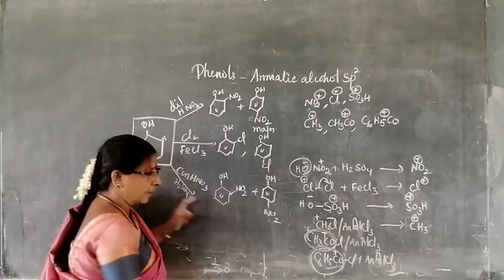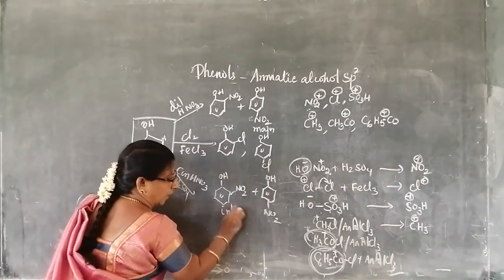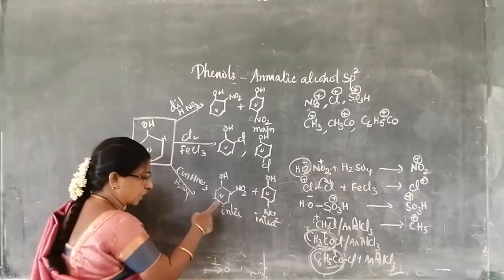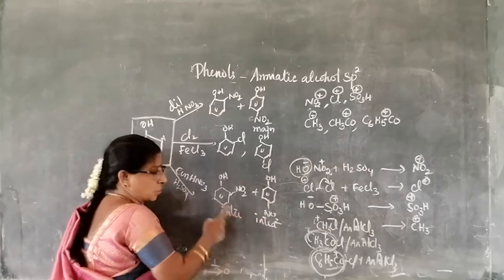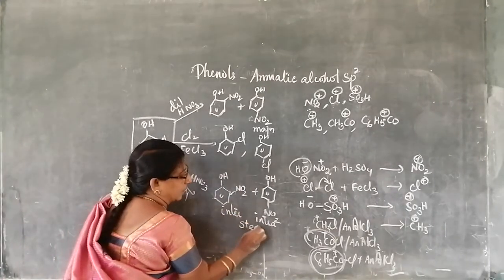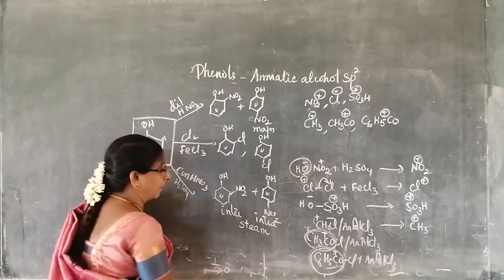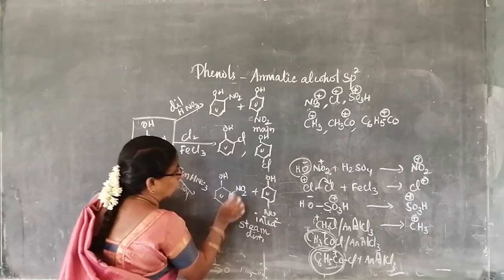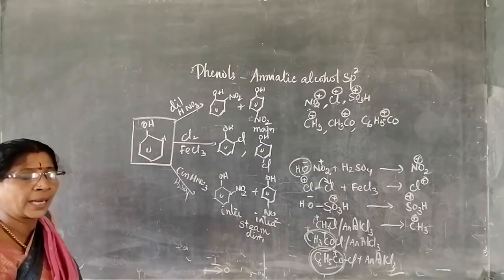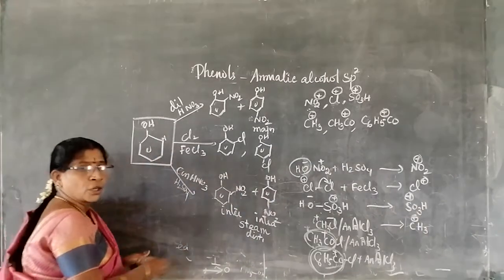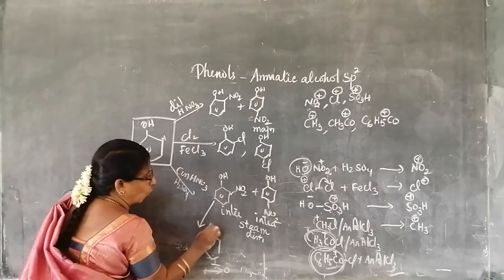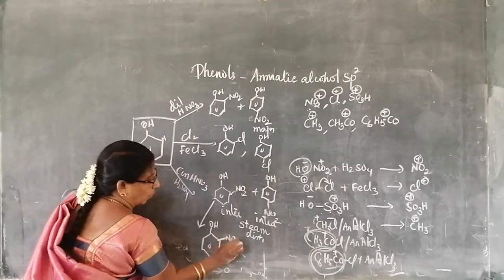This will form intermolecular hydrogen bonding. This will form intramolecular hydrogen bonding, which is stronger than this. So they can be separated due to the difference in boiling point, by steam distillation. The 2-nitrophenol and 4-nitrophenol can be separated by steam distillation. If you do further nitration, they will form 2,4,6-trinitrophenol.